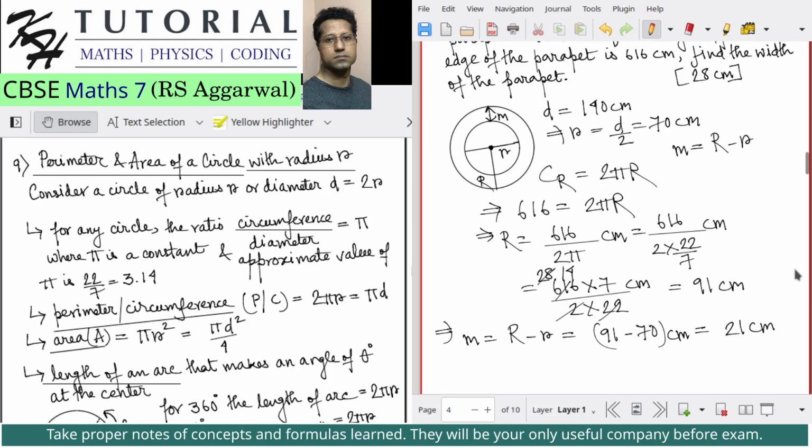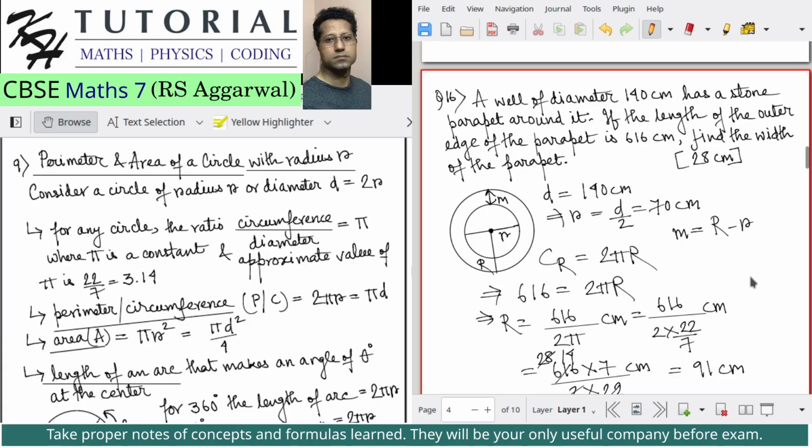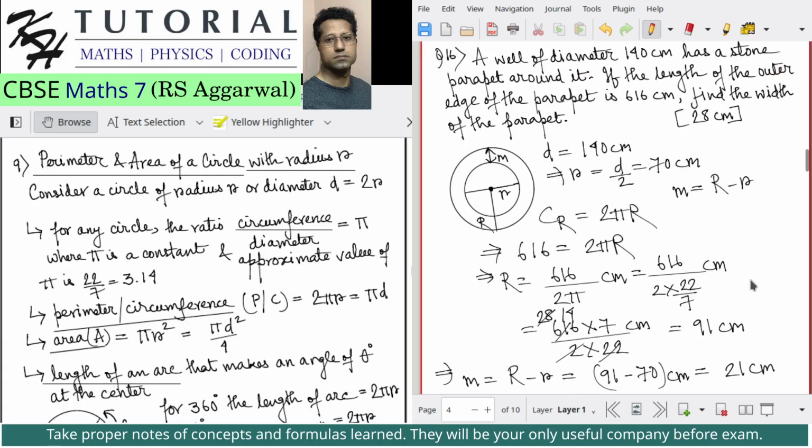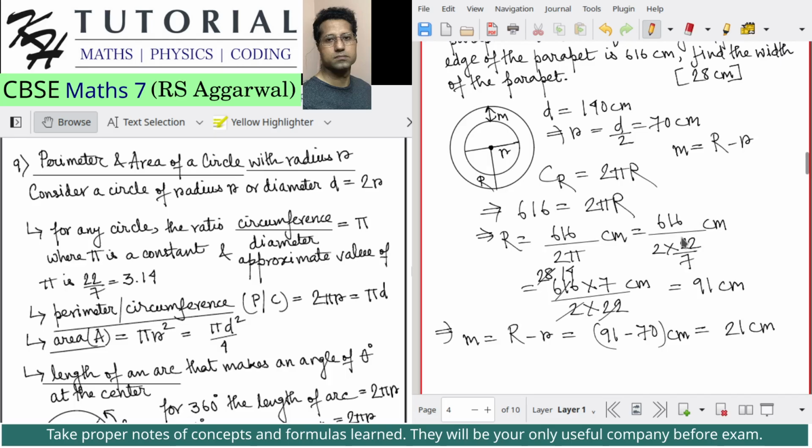And my answer is wrong. Let me see, I definitely have done some calculation mistake. If the length of the outer edge of the parapet is 616 centimeter, okay, so 616 is equal to 2 pi R, and so capital R will be 616 by 2 pi, which is 616 by 2 into 22 by 7. Okay, so 616 multiplied by 7 divided by 2 into 22. 22 will divide 616.